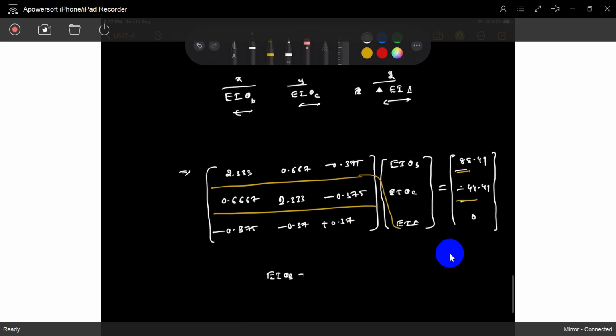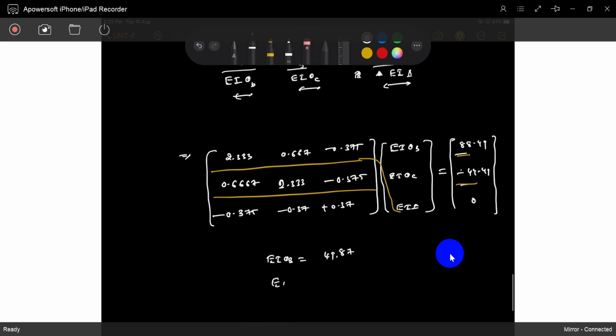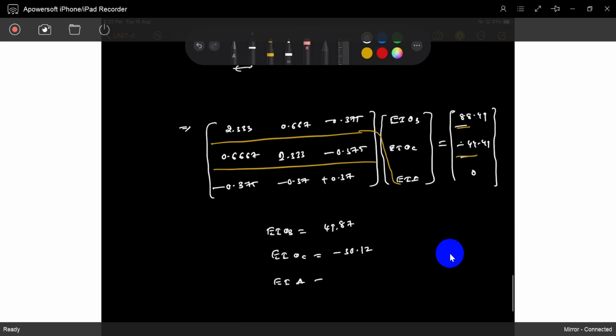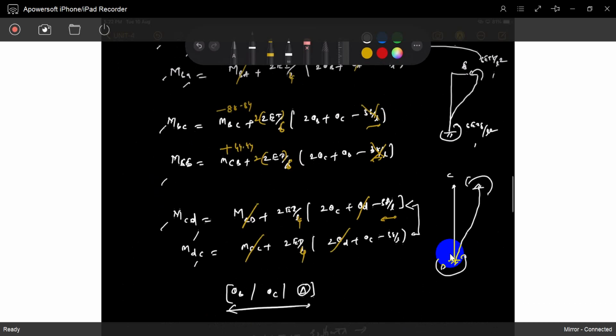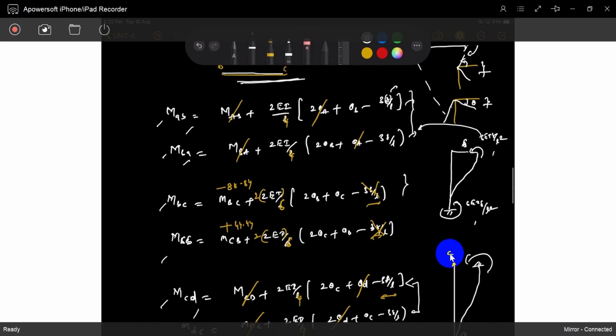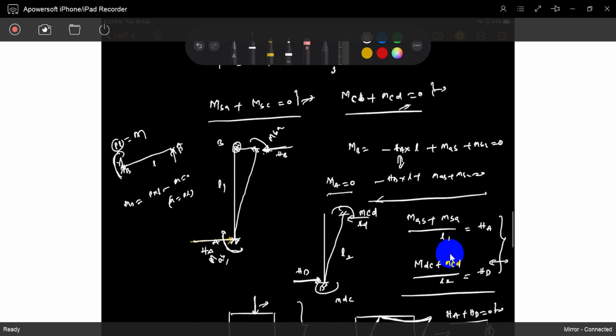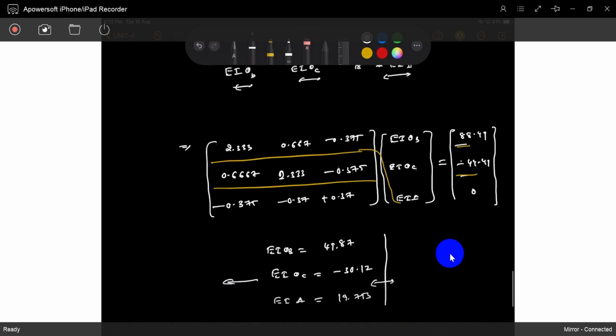You will solve it and get EI theta B is 49.87, EI theta C is minus 30.12, and EI delta will come 19.753. These 3 values will come. Just place these 3 values into these equations and you will get MAB, MBA, MBC, MCB, MCD, MDC.